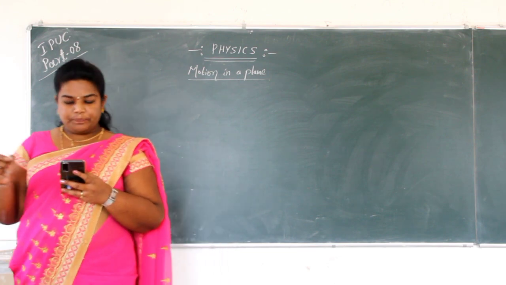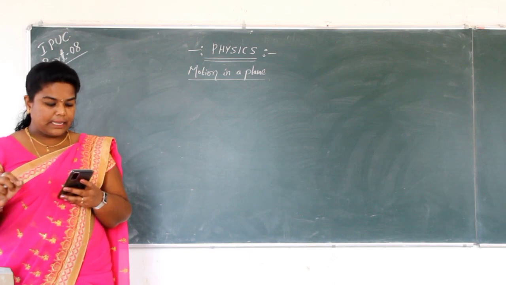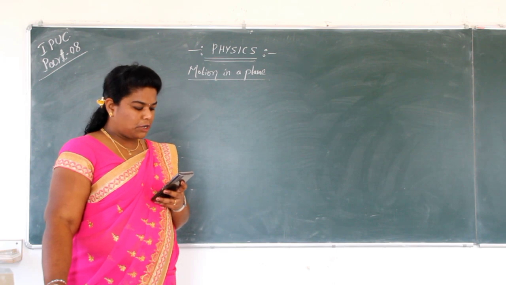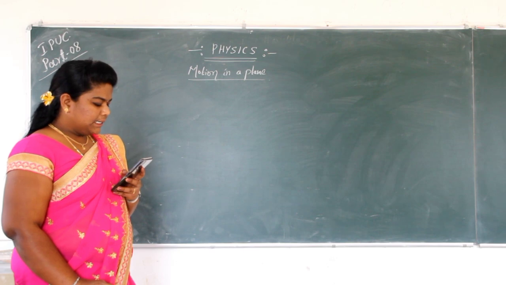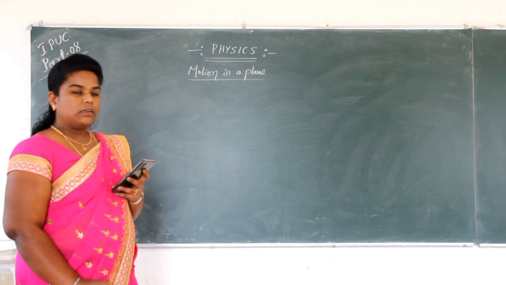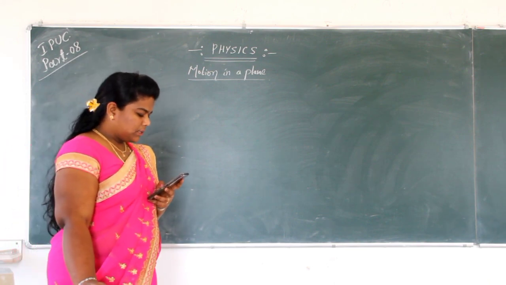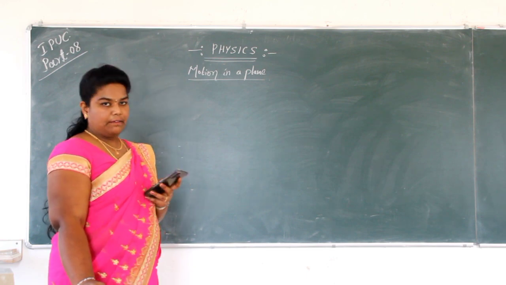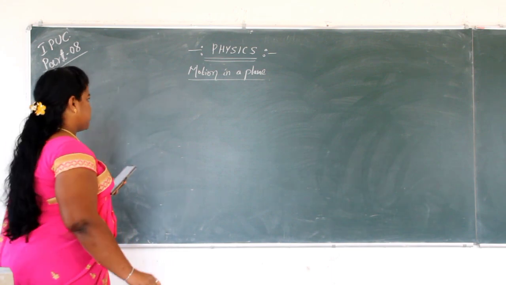A cricket ball is thrown at a speed of 28 meters per second in a direction 30 degrees with the horizontal. Calculate: question A, the maximum height; question B, the time taken by the ball to return to the same level; question C, the distance from the thrower to the point where the ball returns to the same level. These are the 3 sub-questions we got in the first numerical.